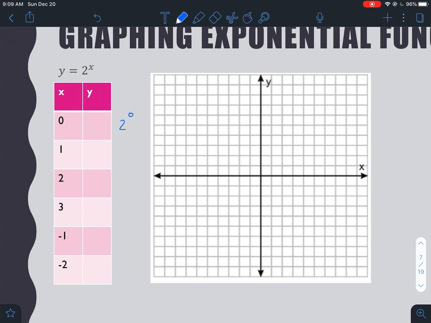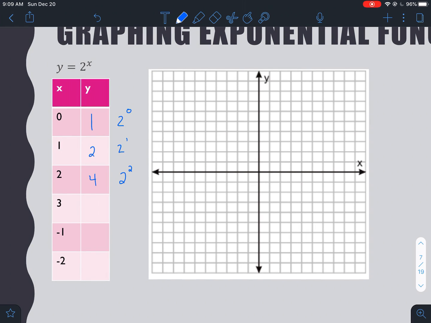If x is 0, we would plug in 0 for x, and we would have 2 to the 0th power. Well, what's 2 to the 0th power? Anything to the 0th power is going to be 1. And then plug in 1. 2 to the first power is going to be 2. 2 to the second power is going to be 4. 2 to the third power is going to be 8.